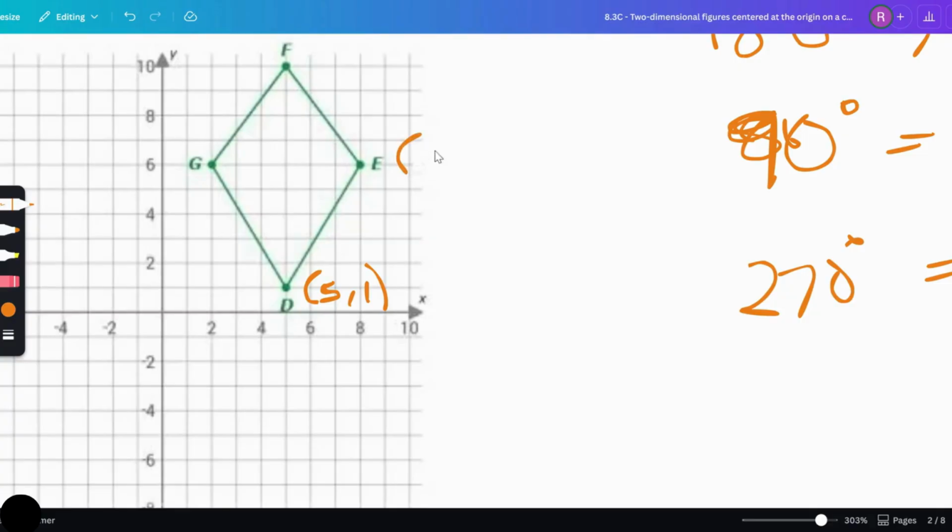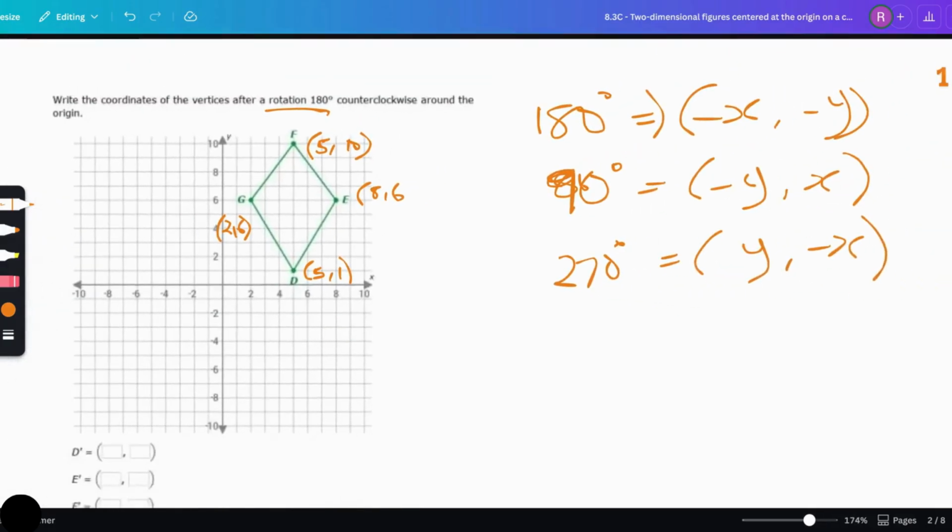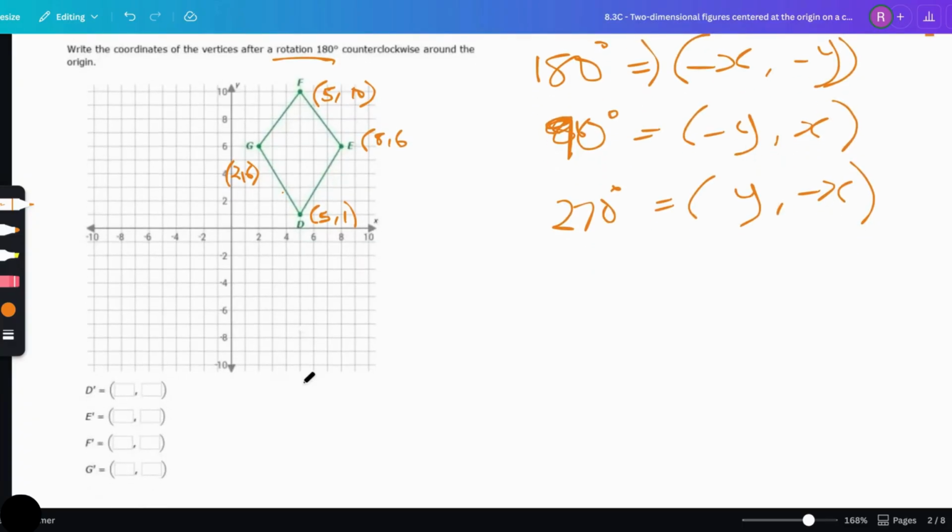For point E, we have 8, comma 6. For G, we have 2, comma 6. And for F, we have 5, comma 10. So when we rotate these points 180 degrees counterclockwise, D prime becomes negative 5, comma negative 1. E prime becomes negative 8, comma negative 6. F prime becomes negative 5, comma negative 10, and G prime becomes negative 2, comma negative 6.